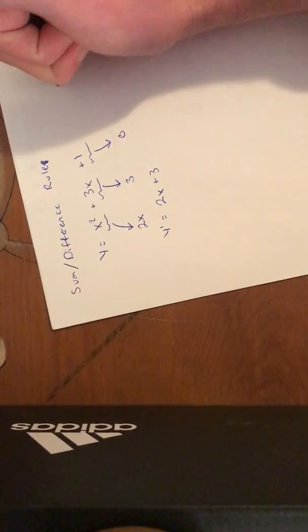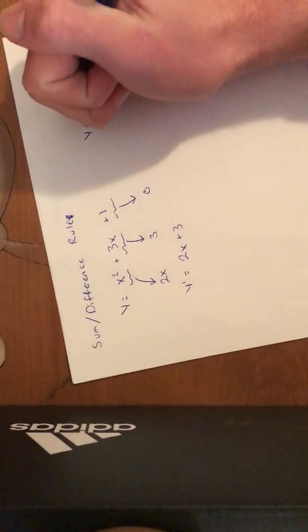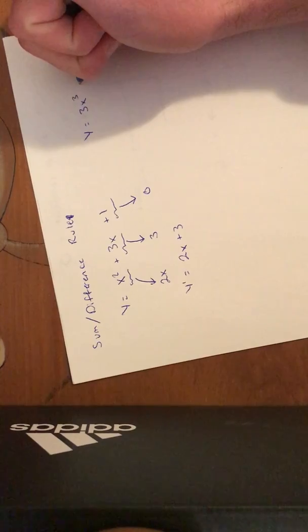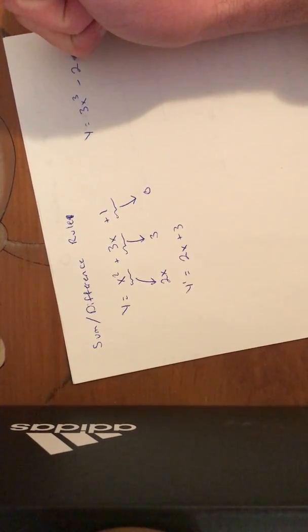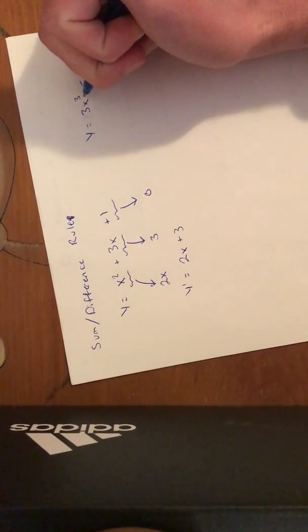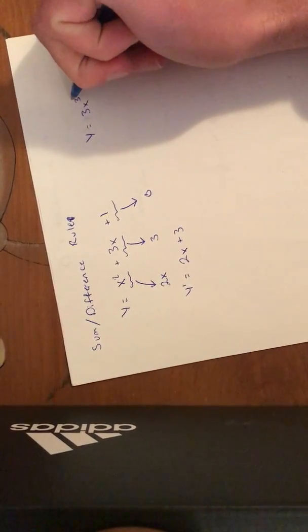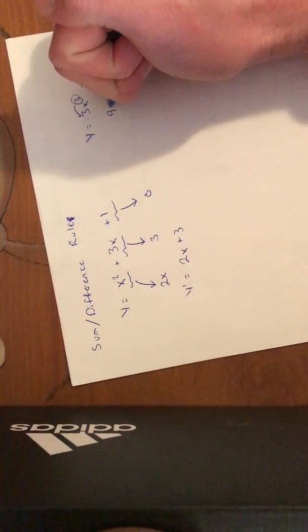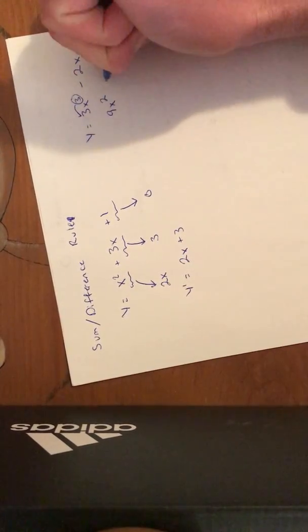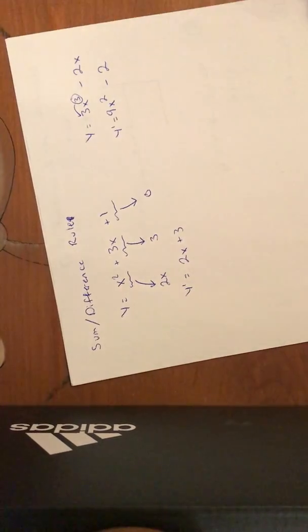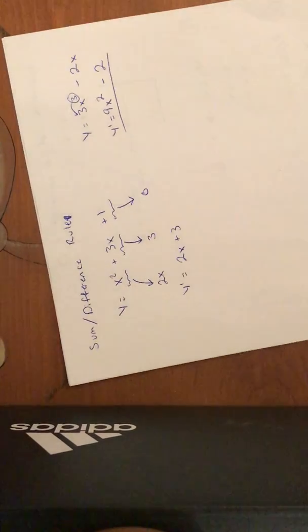If we have a subtraction, the same rule would apply. So I'm going to use the power rule here, bring the 3 out, subtract 1, so I'm going to have 9x squared minus 2. Okay, that's the sum or the difference rule.